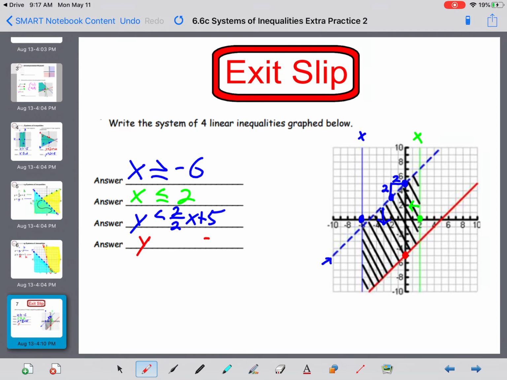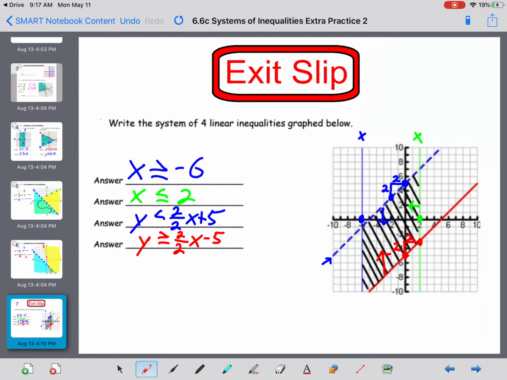The last one is your red inequality. It crosses the y-axis at -5. The rise over the run, given another point here, is up 2 over 2. But this time we have a solid line, and the black shading indicates above the red, so greater than or equal to.